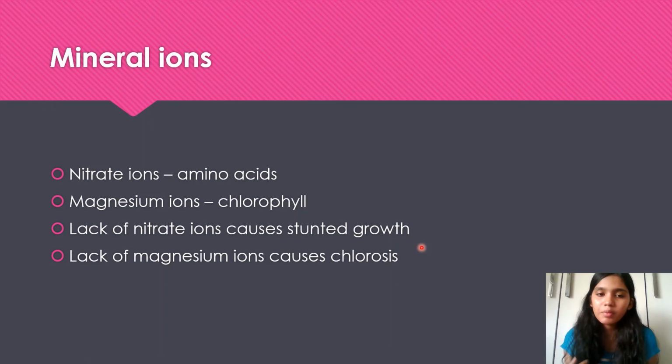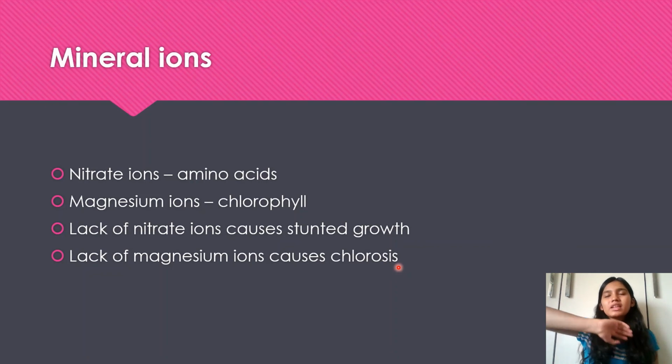Now magnesium ions are used to produce chlorophyll, so a lack of magnesium ions causes chlorosis. You don't really need to know the term. You can just say the plant turns yellow from the bottom of the stem upwards. But the term just makes your life much easier. You don't have to explain much. So lack of magnesium ions causes chlorosis.